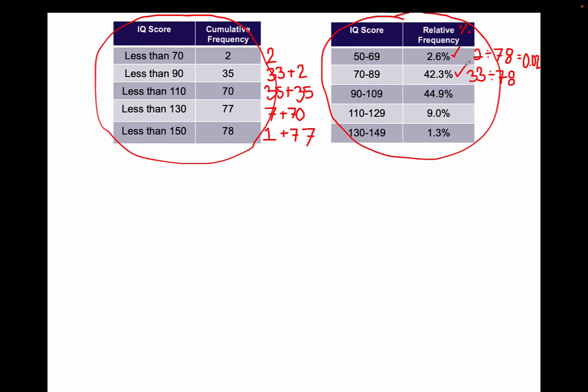All right, I want you to pause the video and try that with the next 3 to make sure you know how to calculate the 44.9, the 9, and the 1.3%. Welcome back. Hopefully you did all right calculating the percentages for a relative frequency distribution table.